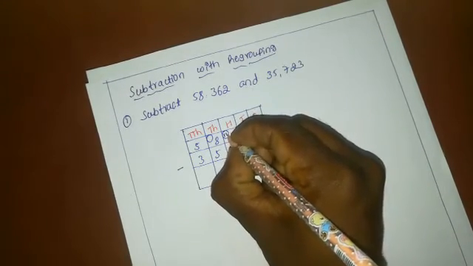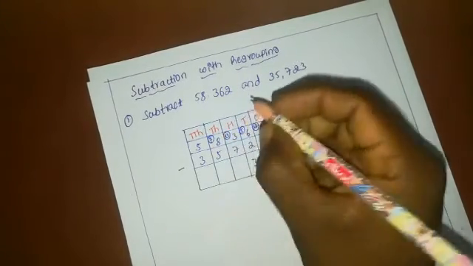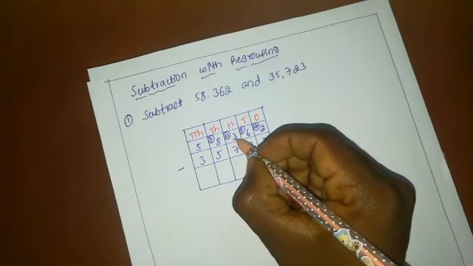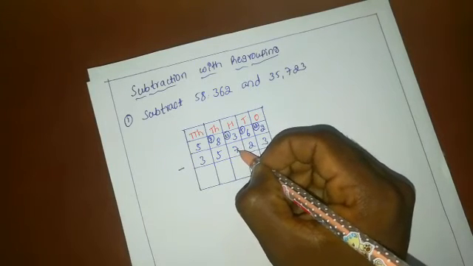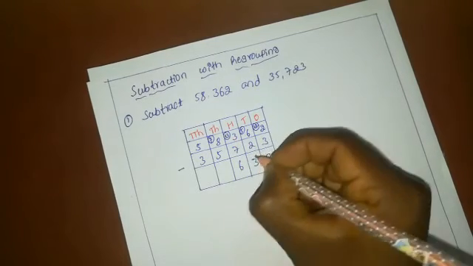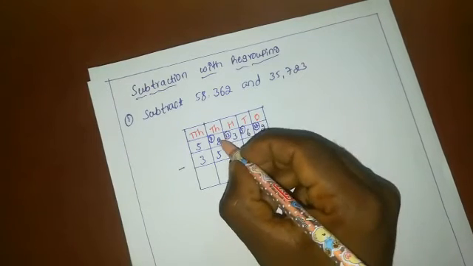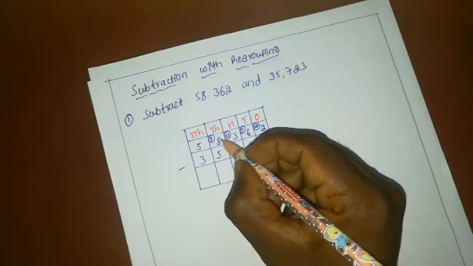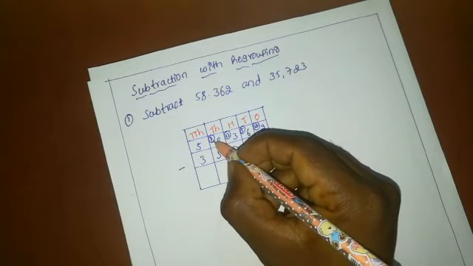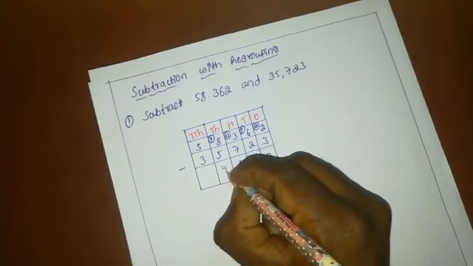It becomes 13 and here 8 becomes 7, okay, because when we take the borrow from here it becomes 13. When we subtract 7 from 13 we get 6, okay. Here we have a 7, because we already took a borrow from 8, so 8 becomes 7, okay. Now we have to subtract the 5 from 7, we get 2.